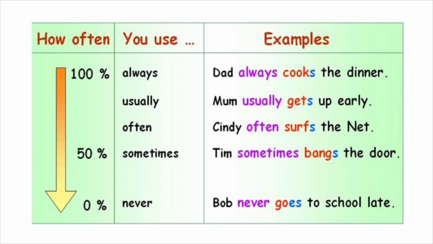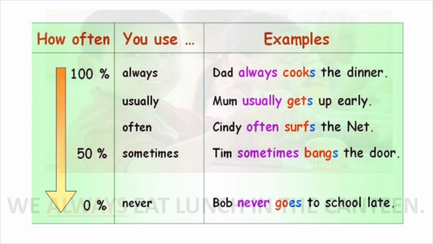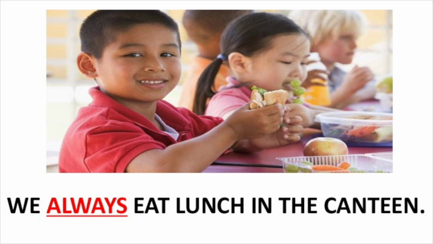So these words in the middle column, guys, are our time markers. Always, usually, often, sometimes, never. And you can see the percentage of how often we do something when we use them. Now let's practice in sentences.